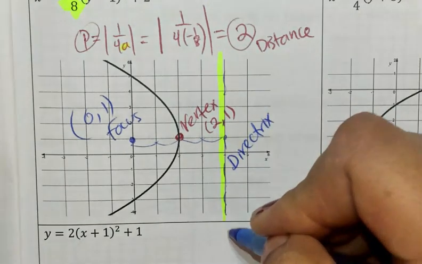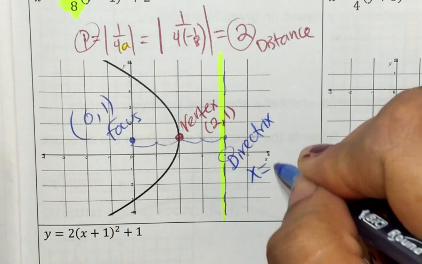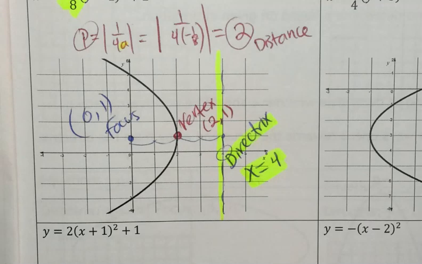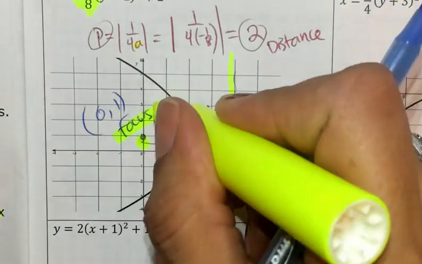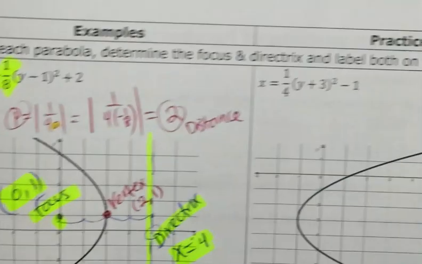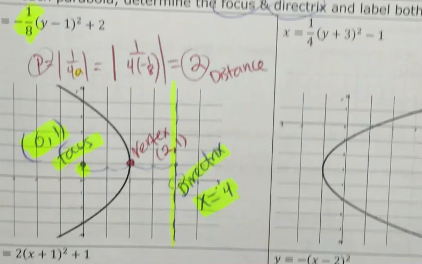And because it's a vertical line, we're going to write x equals the number 4. So the directrix is at x equals 4. The focus is at (0, 1). So the goal is for you to determine the focus and directrix with the information given.